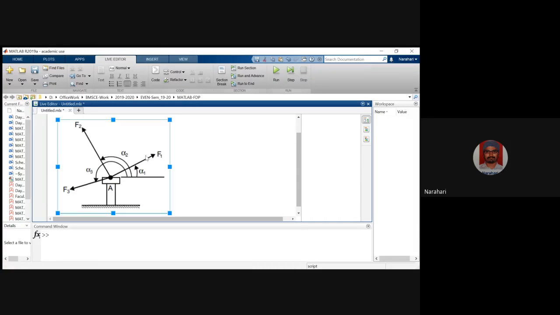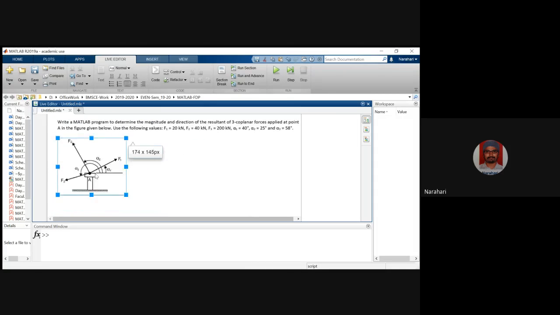Okay, I'll reduce this also. Good enough. So I'll give you a minute's time to read this question. Very simple, basic question. I'll just try to deal with simple things in the beginning so that it is easier to move towards bigger things.